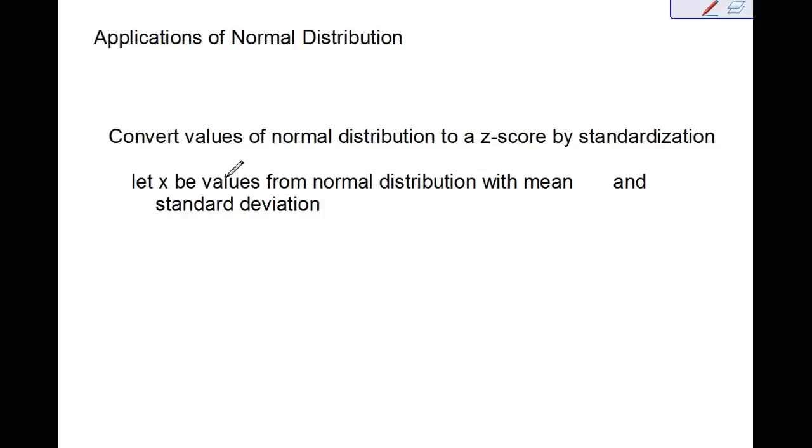And so we let x be the values from the normal distribution with a mean of mu and sigma being their standard deviation. And so we use z equal to x minus the mean, mu, divided by sigma, their standard deviation. And so we convert everything into z-scores. This way we can compare, and we've standardized it, normalized it, and we can use the standard normal chart to look at probabilities, areas, everything.